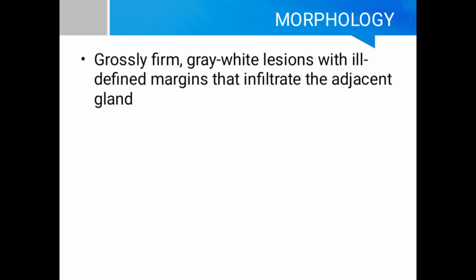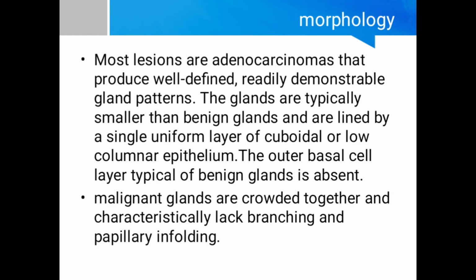Morphology. The morphology under the microscope or grossly will be a firm gray-white lesion with ill-defined margin. Is it a carcinoma? That means ill-defined margin that infiltrates the adjacent glands. Most lesions are adenocarcinomas that produce well-defined, readily demonstrable gland patterns. The glands are typically smaller than benign glands. Always compare between the normal shape of the tissue under the microscope and the abnormal one to differentiate.